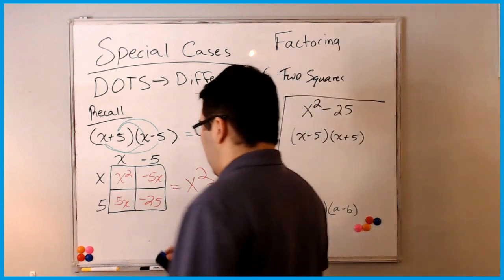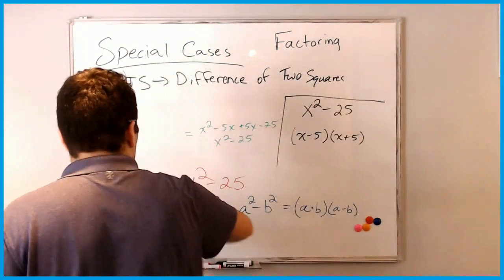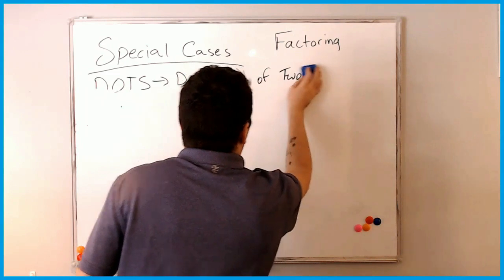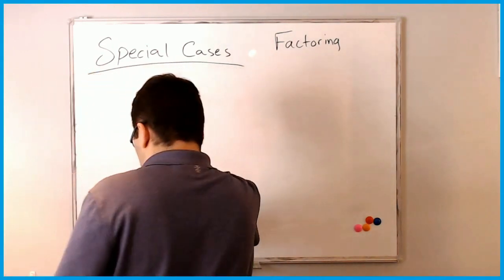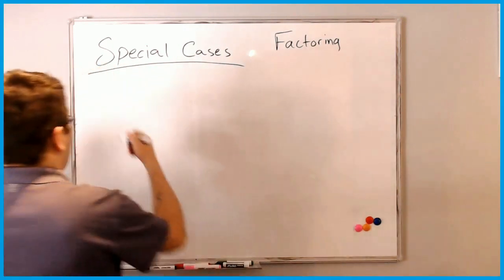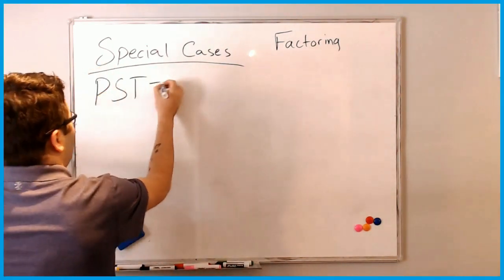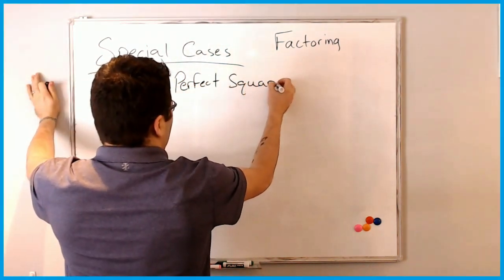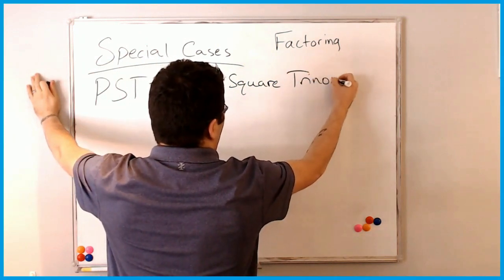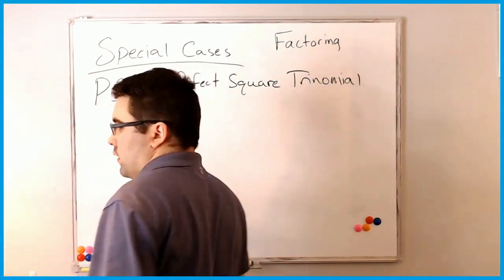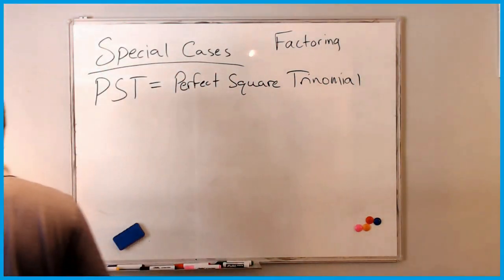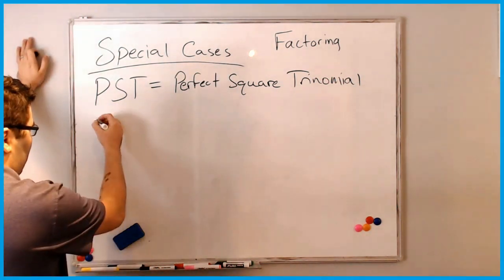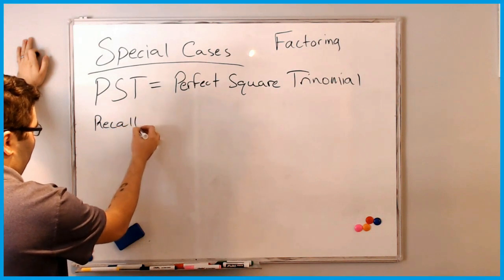The other thing you can run into is this idea of a perfect square trinomial, sometimes abbreviated PST. A perfect square trinomial. And honestly, it's a similar conversation. I'm going to show you how to multiply again, but I'm only going to use one method now.